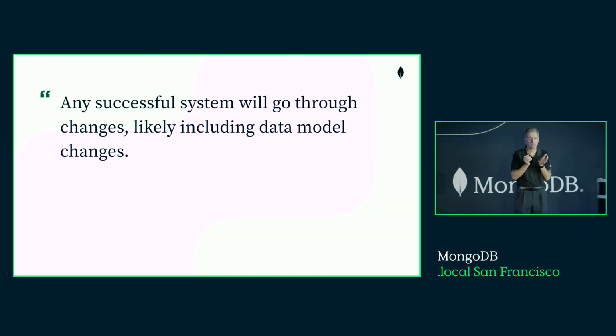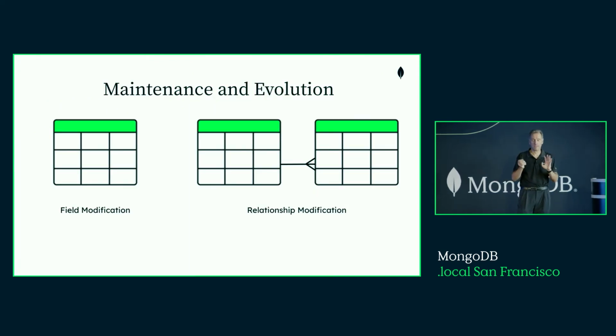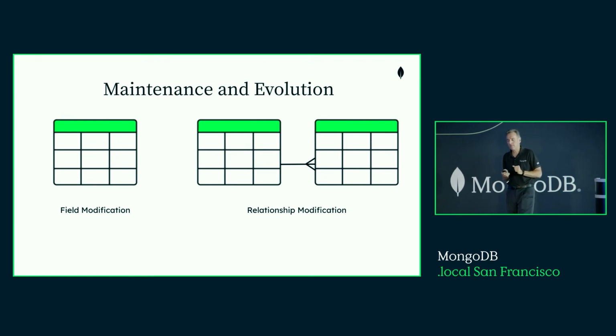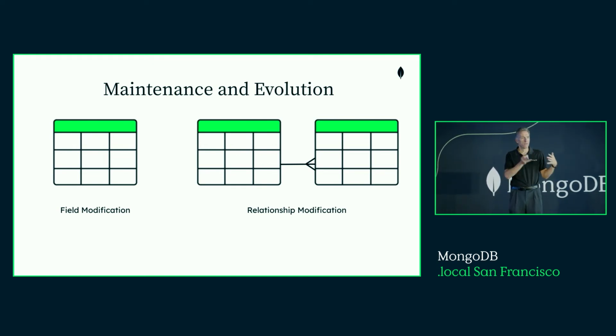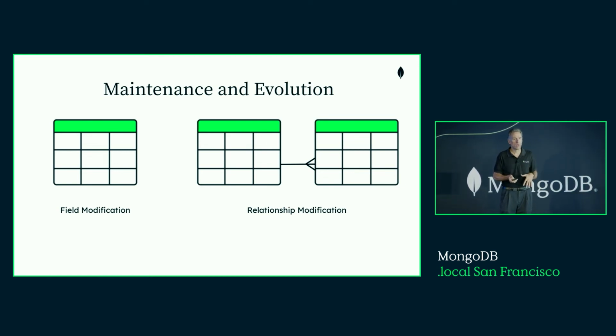Any successful system will go through changes, likely including data model changes. If you don't have changes, it's because your product didn't live very long, or you were perfect on the first day, but I'm still trying to find one of these projects. The type of modification you're going to have on your schema will be either field modification or relationship modification most of the time. A field modification is pretty easy. A relational database does that pretty easily. Alter table, change a type, add a column, whatever.